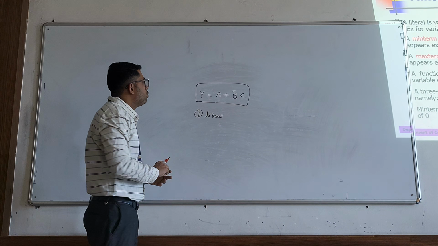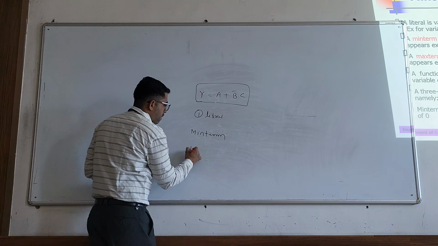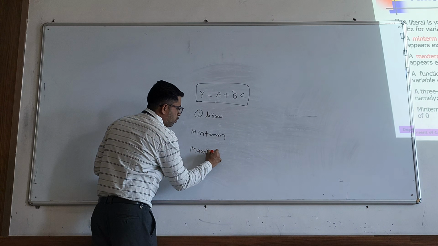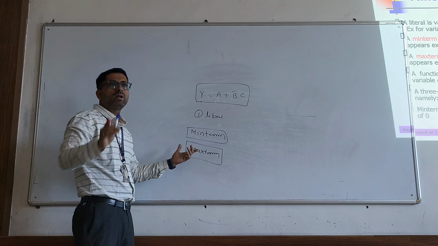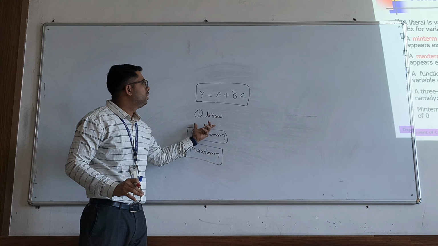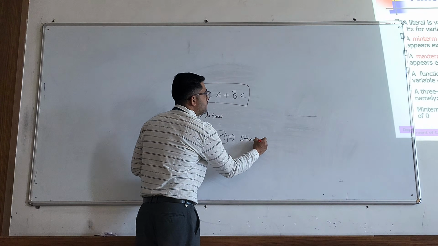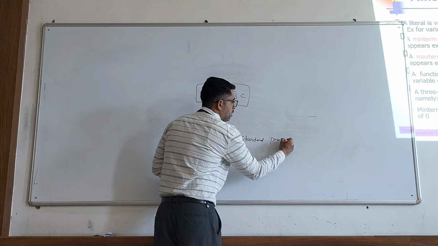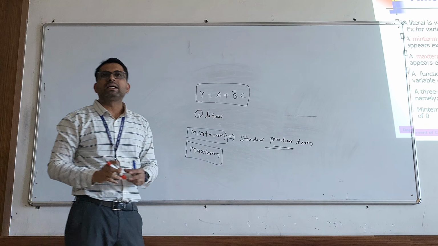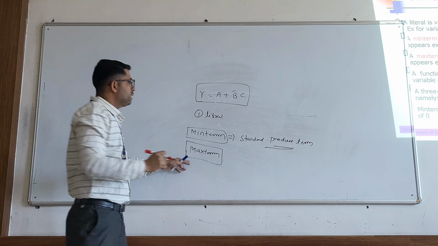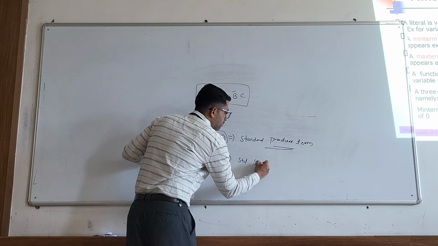And what about the min term? Min term and max term are very important for writing the equation in the form of sum of product and product of sum, which I'll tell you later on. Now what is min term? Min term is the standard product term. Product means multiplication. And what is max term? It is the standard sum term.